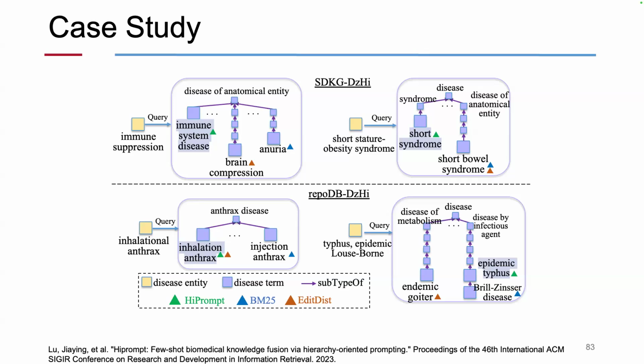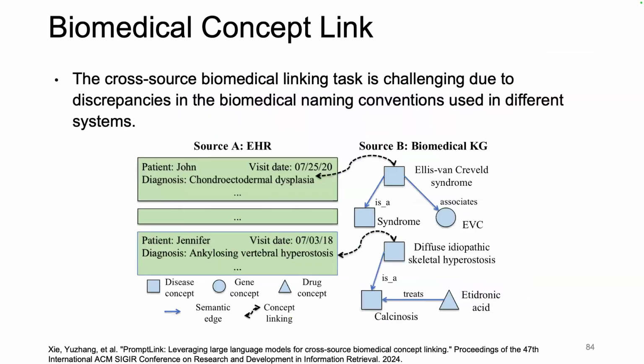That one, the short stature syndrome, is actually some kind of anatomical entity disease, and it's pretty different from the query, but they have a pretty similar name, right? So you need to understand this ontology structure to make a more accurate prediction. We did a lot of case studies like that. This is a continuing work of that, so I won't go into too much detail.